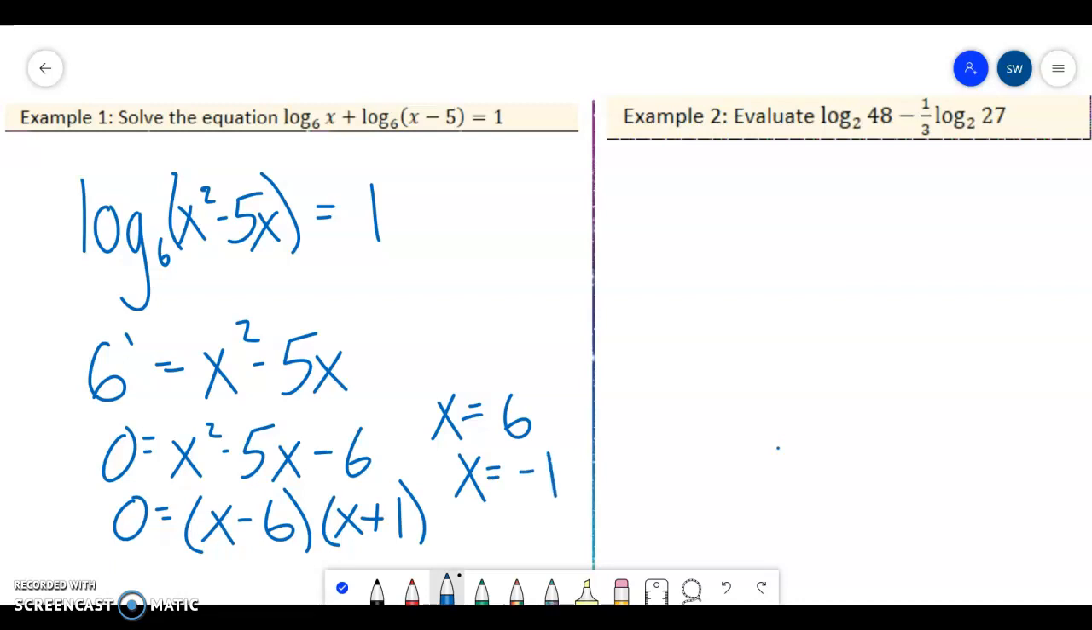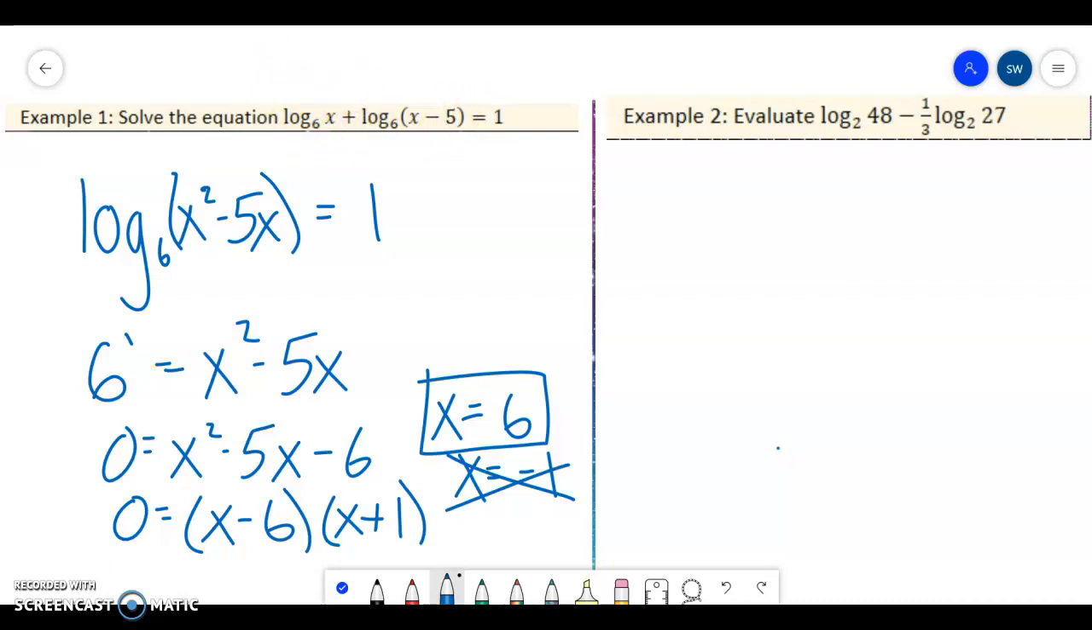But I should probably check my answers to see if they make sense. If you were to plug negative 1 back into this equation, you'd have log 6 of negative 1, which isn't a thing. You can't do log of a negative or 0, if we remember. It makes sense: 6 to what power equals negative 1? That's impossible. So that doesn't work. Our only answer is x equals 6. If you plug in 6, it doesn't cause any problems.